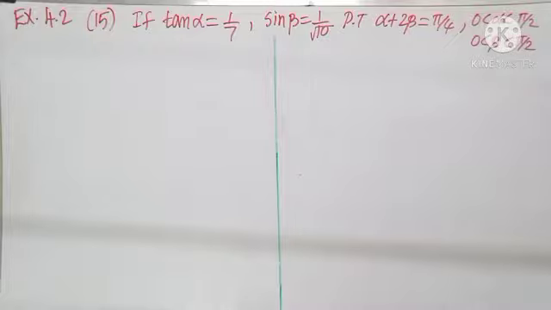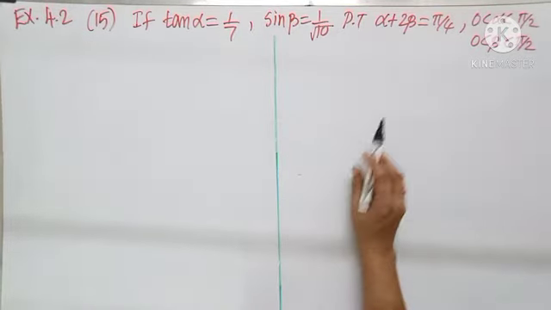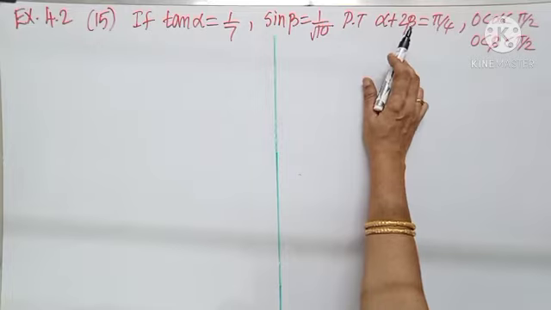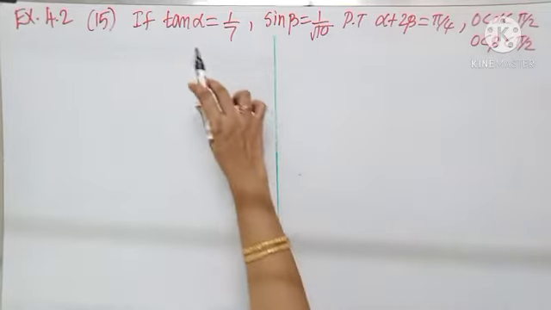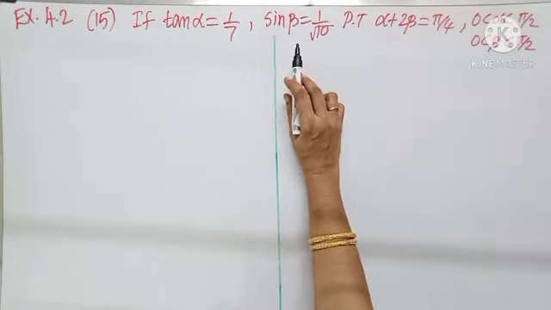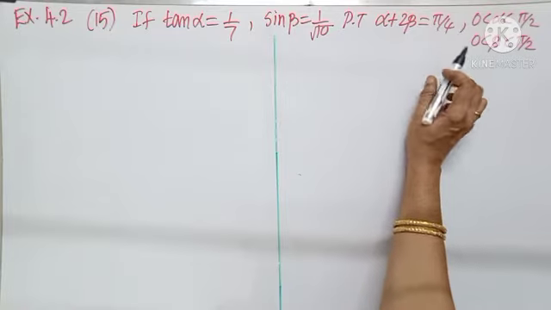Question number 15. Tan alpha equals 1 by 7. Sin beta equals 1 by root 10. Prove that alpha plus 2 beta equals pi by 4. In this question, we have tan as well as sin. And what we need to prove is alpha plus 2 beta, that is pi by 4. Convert everything as tan and show tan of alpha plus 2 beta is tan pi by 4, that is 1.